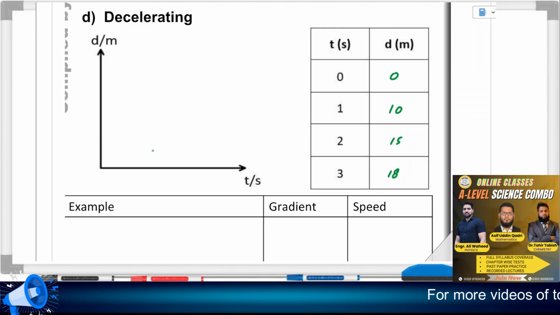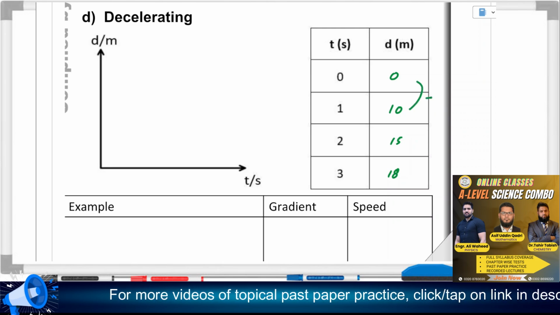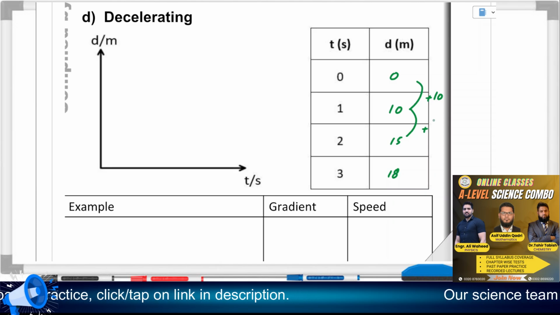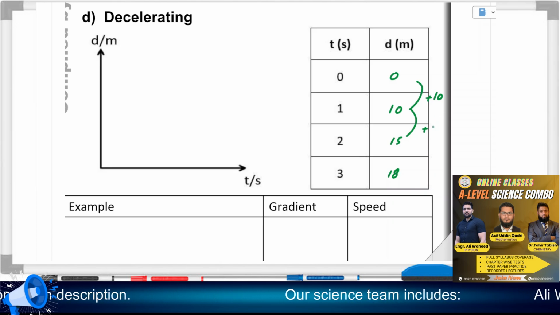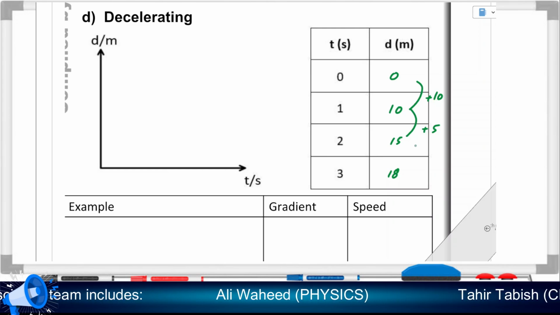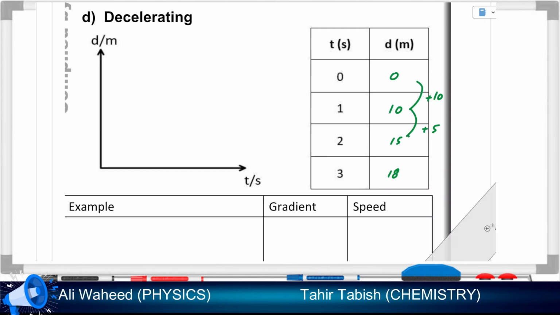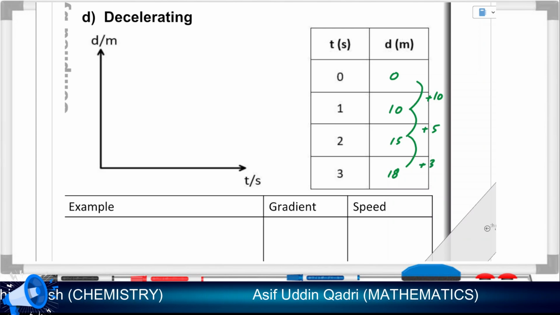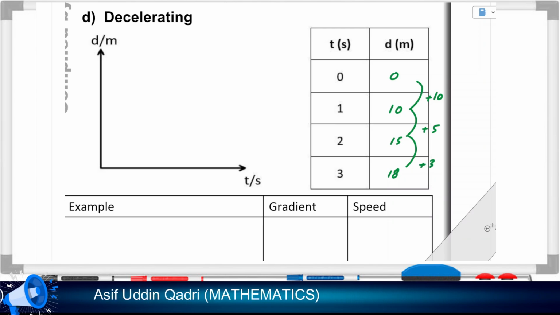So it's moving further and further away from the reference point. But what's the pattern? The pattern is, with every second it does cover distance, but the rate of change of distance decreases. In the first second, it covered a distance of 10. In the next second, the change was only 5. In the third second, the change was only 3. So with every second, less distance is being covered.